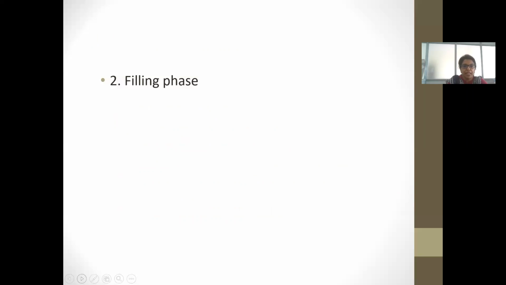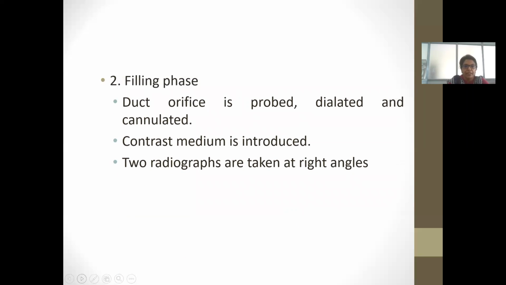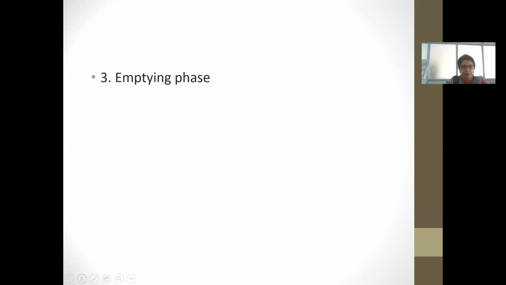The second phase is the filling phase. In the filling phase, the duct orifice is probed, dilated, and cannulated. And the contrast medium, we have talked about the contrast medium, is introduced through the duct orifice, and two radiographs are taken at right angles.